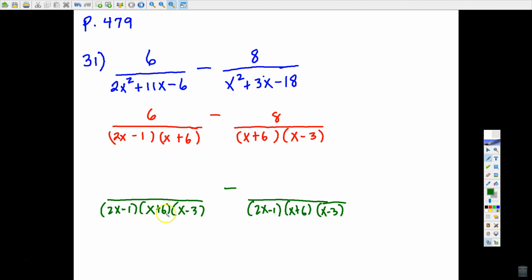And if you'll notice, everything cancels except for x minus 3. And x minus 3 will be multiplied by 6. When I do that, I get 6x minus 18. Over here, everything cancels. If I divide red into green, I'm left with 2x minus 1. And 2x minus 1 times 8 is 16x minus 8. Now I'm ready to put these numerators together, combine like terms, all over our common denominator.